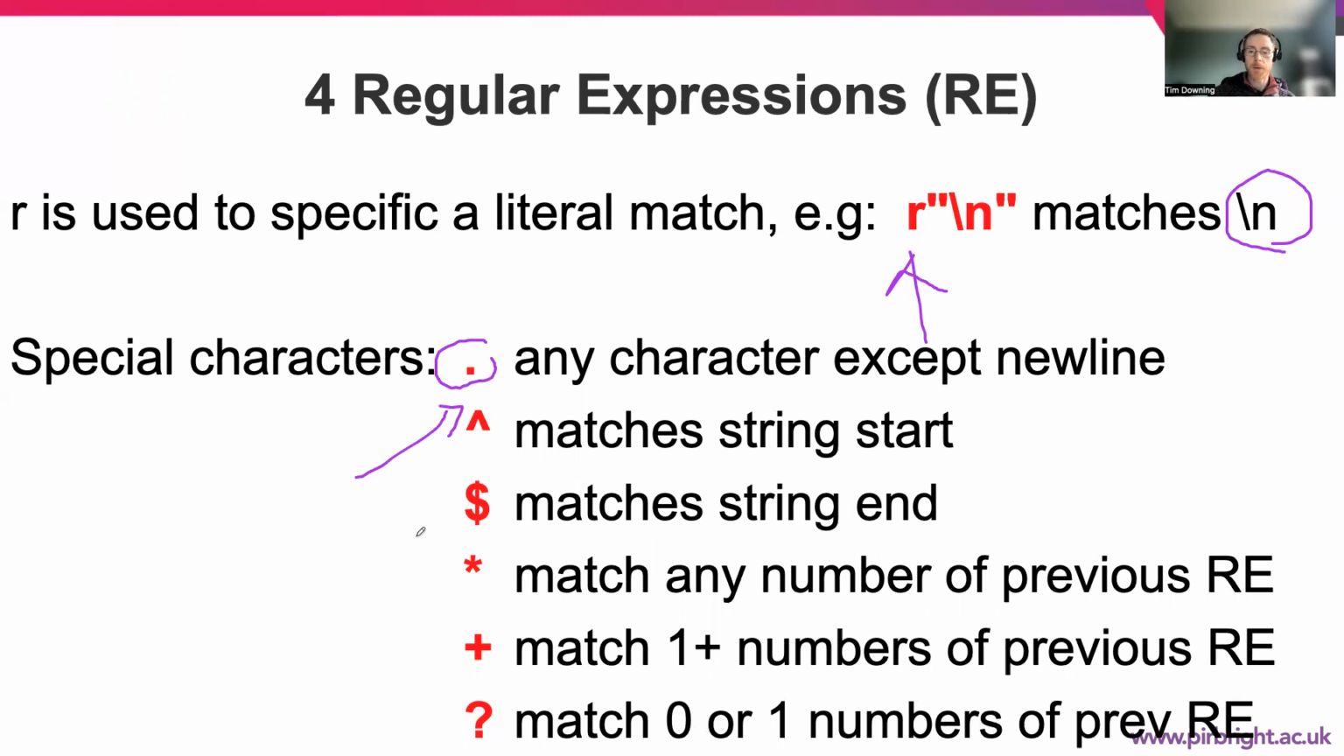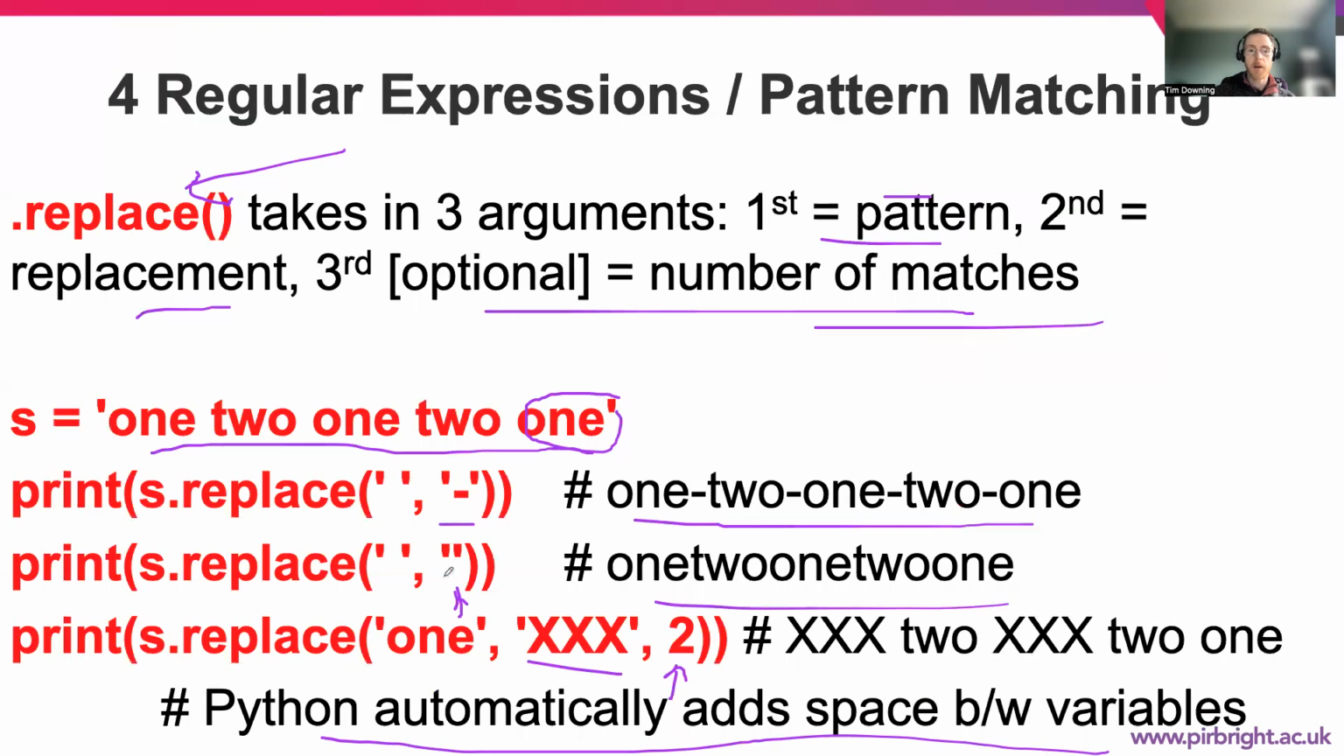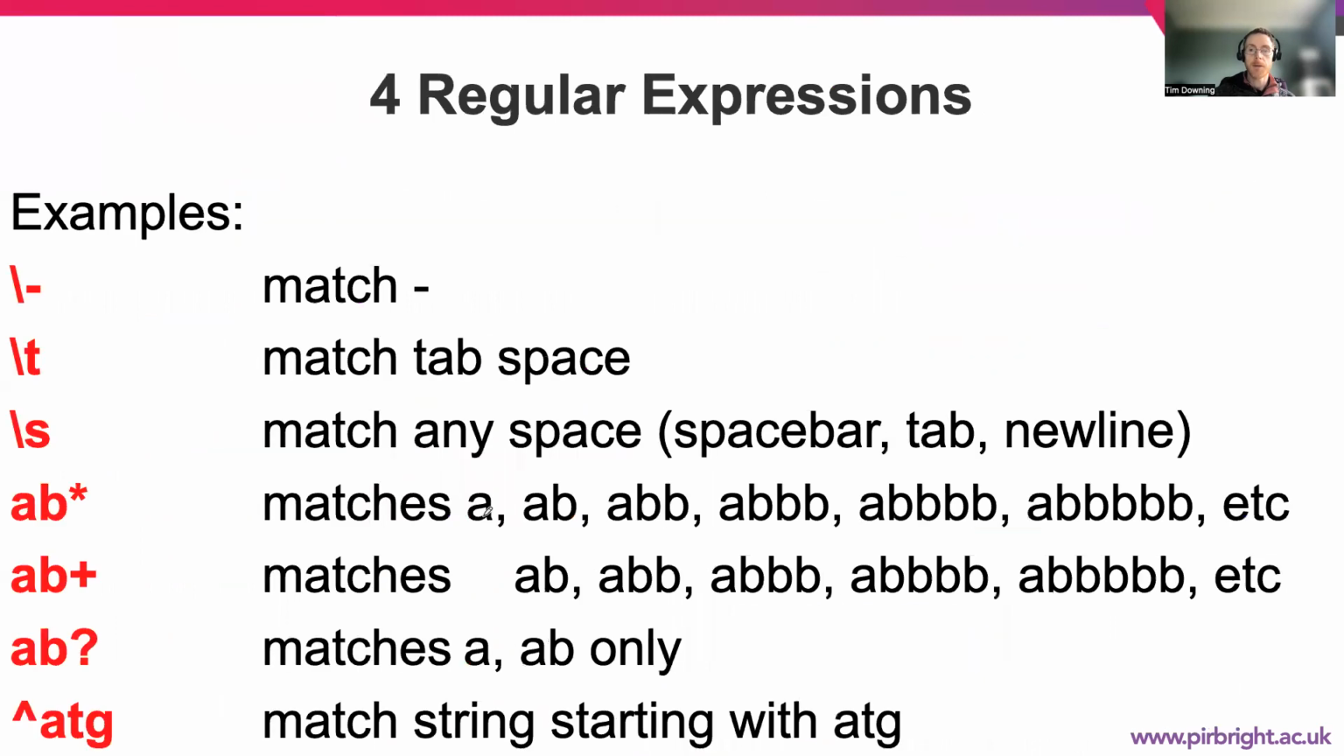So these are special ones that we add into constructs like this instead of the horizontal dash to have a different pattern to match. There are other examples, like matching a horizontal dash with a backslash in front because this is a special character. The same for matching a tab space, \t for tab, and \s to match any space, including spacebar space, tab space, or new line. And then we have an example here.